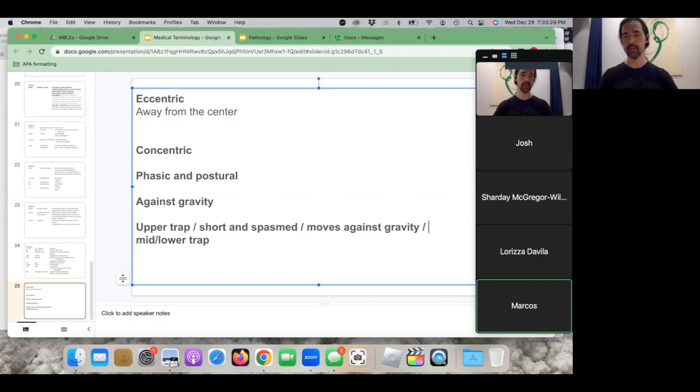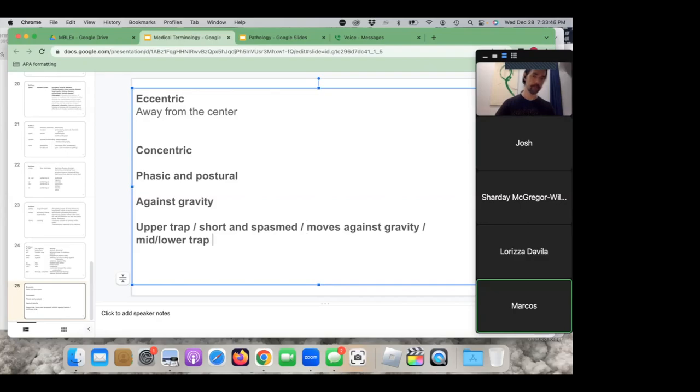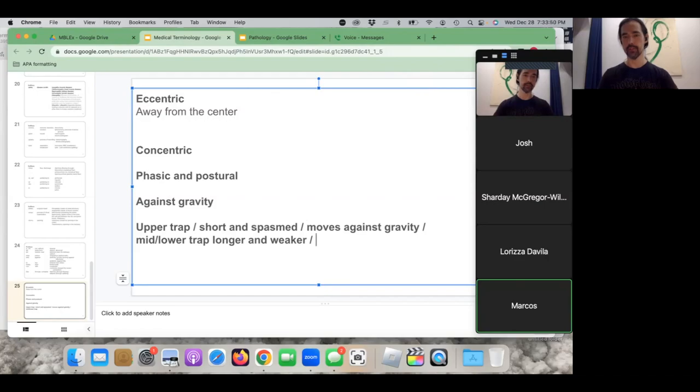Okay, and then the mid and lower trap, does that also become short and spasmed, or do they tend to become longer and weaker? Longer and weaker. Yes, longer and weaker in terms of dysfunction. And again, their purpose is not to move against gravity, but to maintain structure or stability.